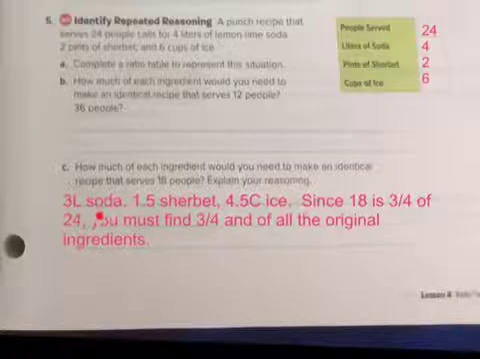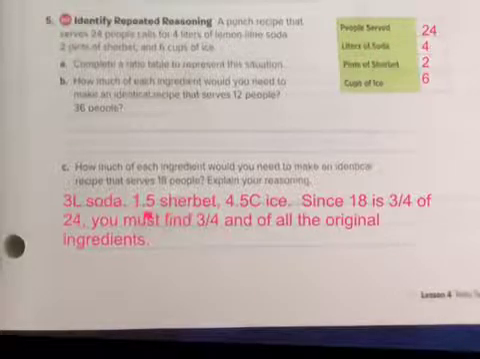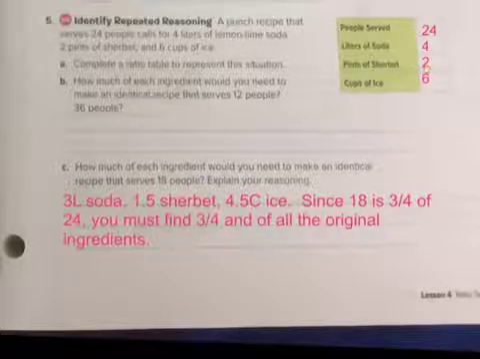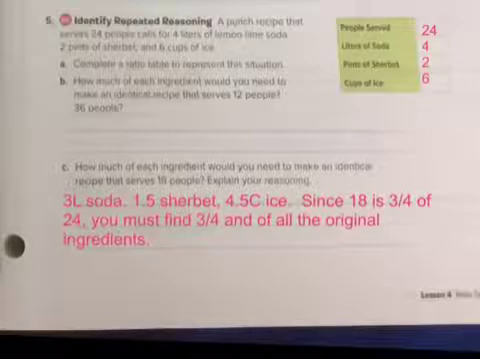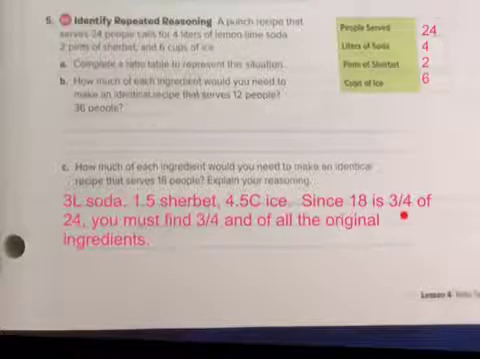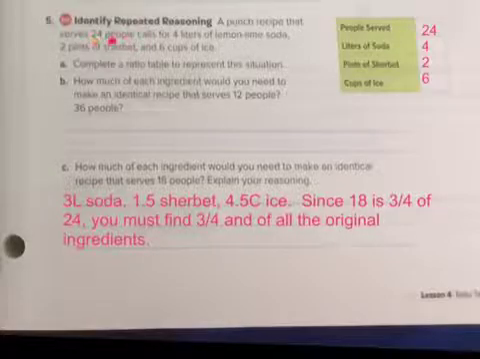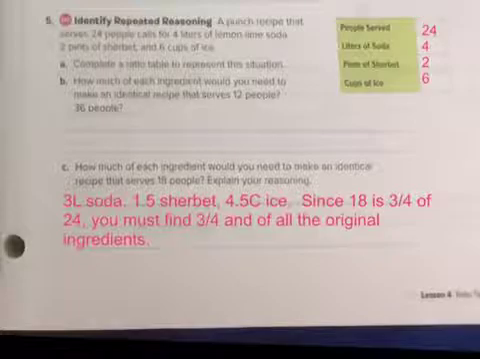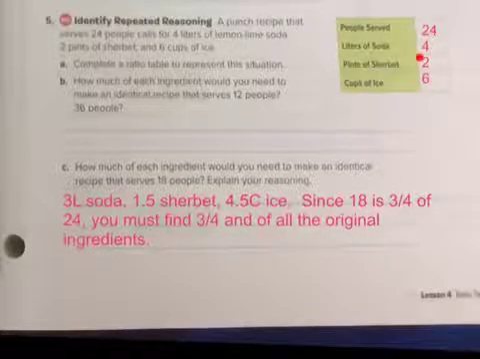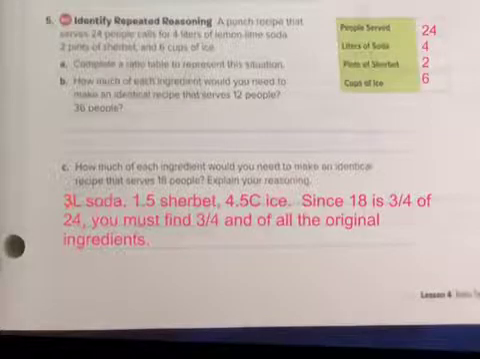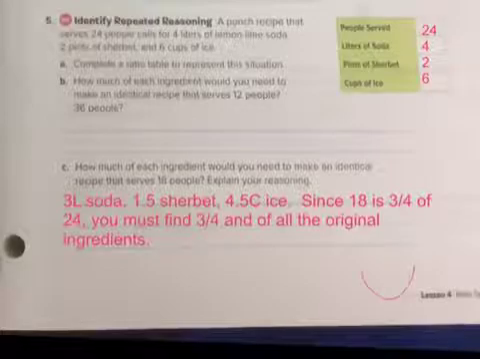Okay, so we would have 3 liters of soda, right? 3 out of 4. 1.5 of sherbet, which is 3/4 of 2. And 4.5 cups of ice, which is 3/4 of 6, 45 out of 60 sort of thing. Since 18 is 3/4 of 24, because this is the recipe for 24 people, you must find 3/4 of all the original ingredients, and then you have the recipe for 18. All right, like I said, boys and girls, this is a key answer.